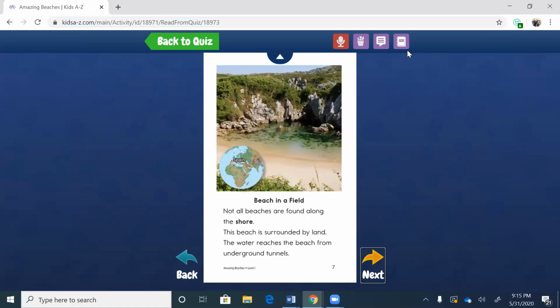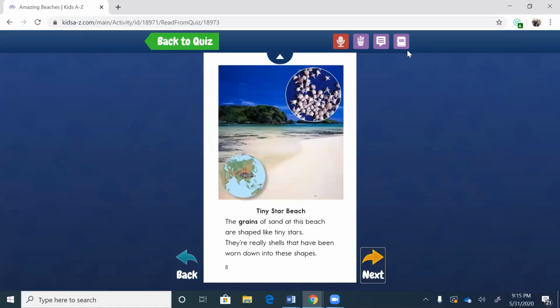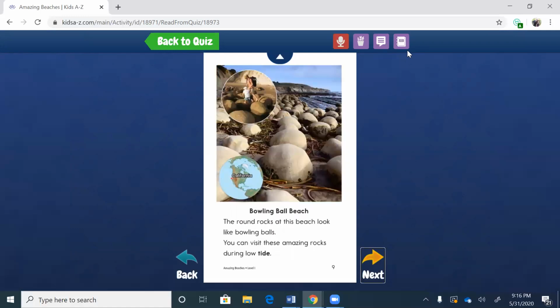Beach in a field. So this one's a little different because the beach is surrounded by land and the water reaches the beach from underground tunnels. So let's keep beach in a field in the back of our minds. The tiny star beach. The grains of sand at this beach are shaped like tiny stars. So it has to be the tiny star beach because it says the grains of sand are shaped like tiny stars. So that changes the shape. So tiny star beach is definitely it.